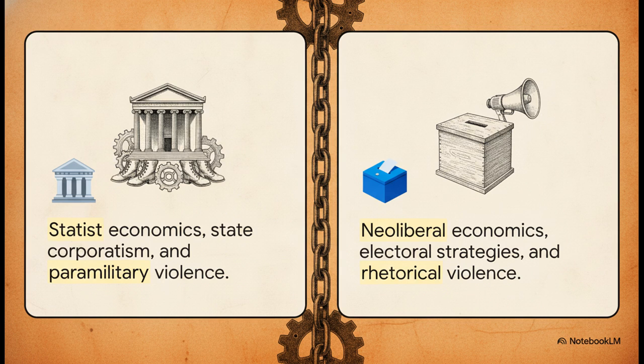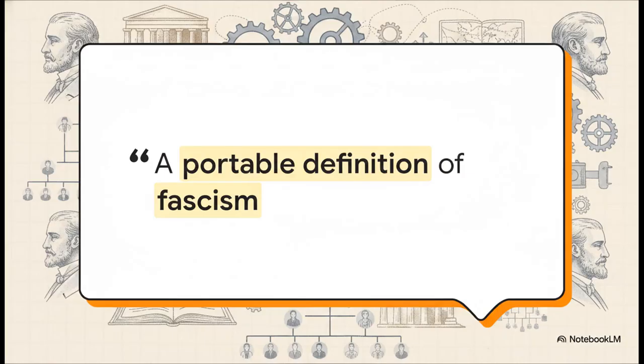Modern authoritarian populism is very different. It generally operates within electoral strategies. It often embraces free market neoliberal economics and relies on rhetorical violence and a slow erosion of the rule of law, rather than, say, outright military coups. So, to make sense of the overlaps without getting completely bogged down in whether the historical conditions are absolutely identical, political scholars use this really helpful concept called a portable definition. This allows us to identify alarming family resemblances in modern movements, focusing on the core ideological engine rather than demanding every single historical detail matches up perfectly.